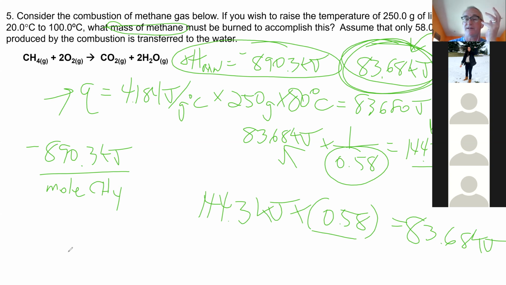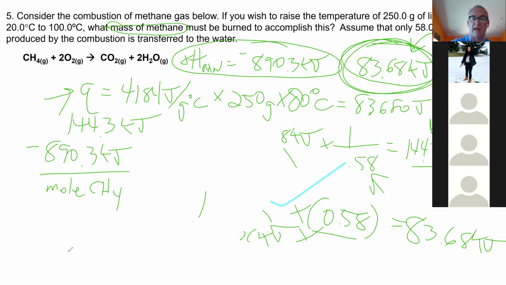So you could have had just X times 0.58 gives 83.68. That's another way to do it if you want to do that. That gets you the same answer. So basically X amount of kilojoules times 0.58. And then when you do that, what do you do? You divide each side by 0.58. So now we figured out we actually need 144.3. That's what we actually need to get.